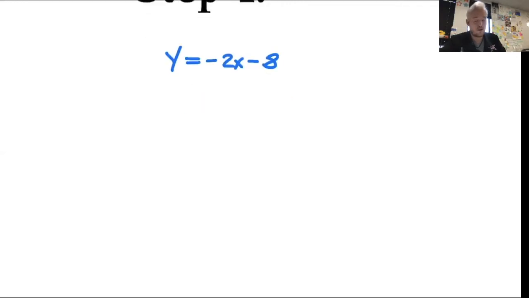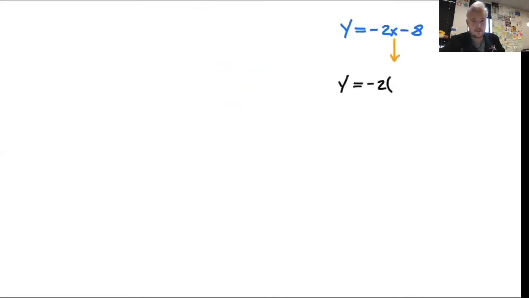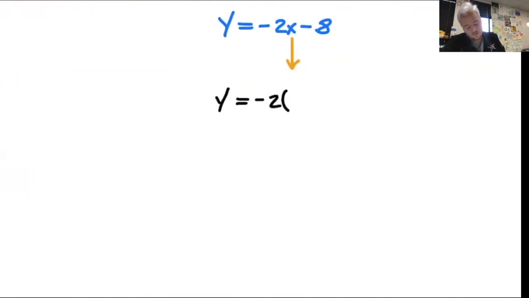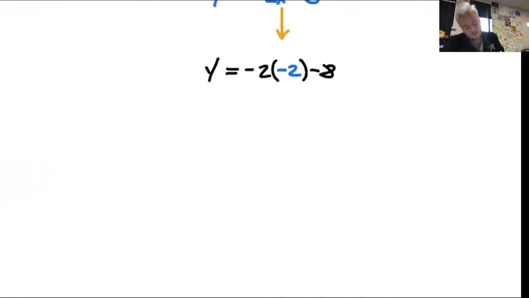I just solved for x, so now I'm going to plug in for my x value so I can find my y value. So -2 parentheses, then my x value from step 3 over here is -2. So I'm going to plug in -2, and -8. So I'm going to have y equals +4 minus 8.